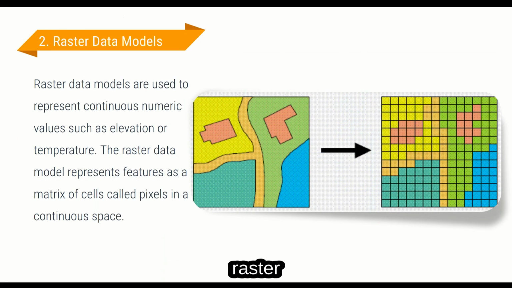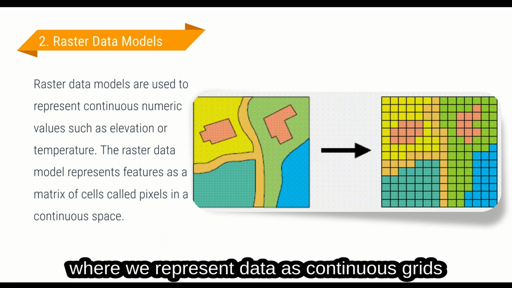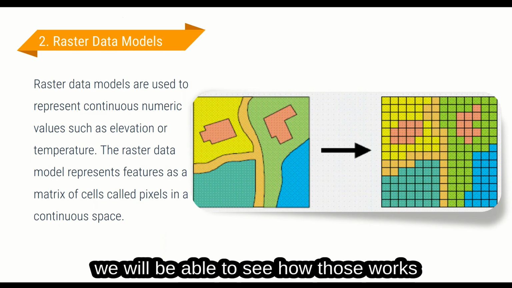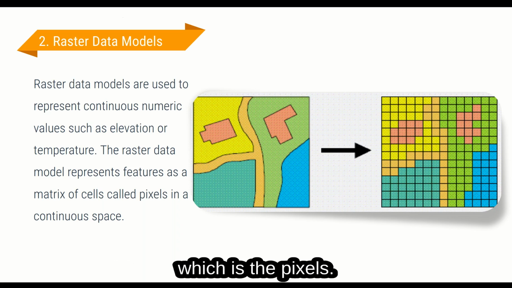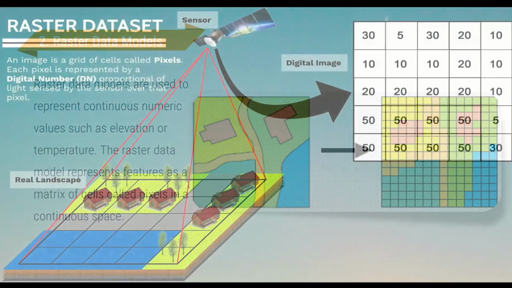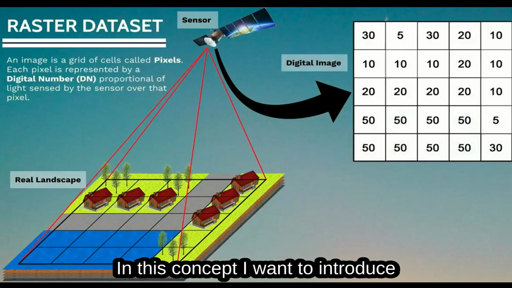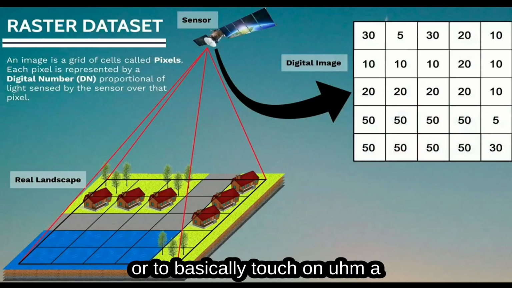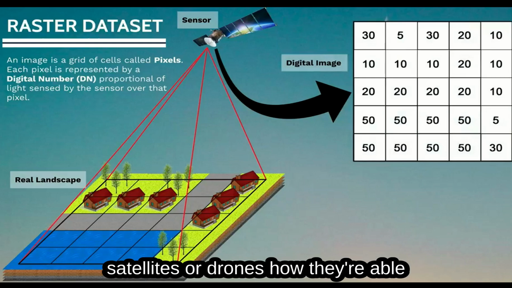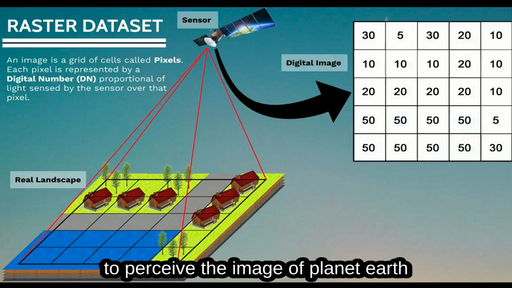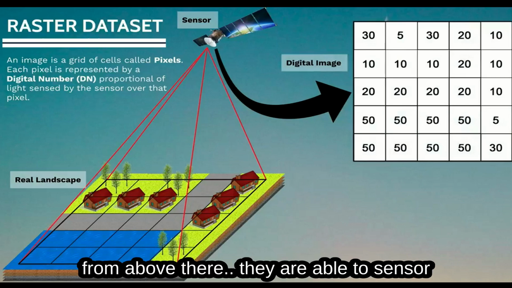The other one is the raster, where we represent data as continuous grids. We are able to see how those works, and there's another term that we are going to also use a lot, which is called the pixels. In this concept, I want to introduce or to basically touch on a very simplistic concept, whereby it's the issue of satellites or drones, how they are able to perceive the image of planet Earth from above there.